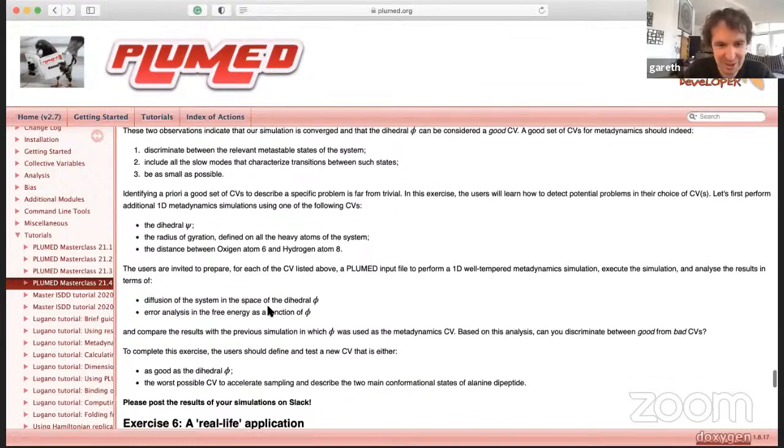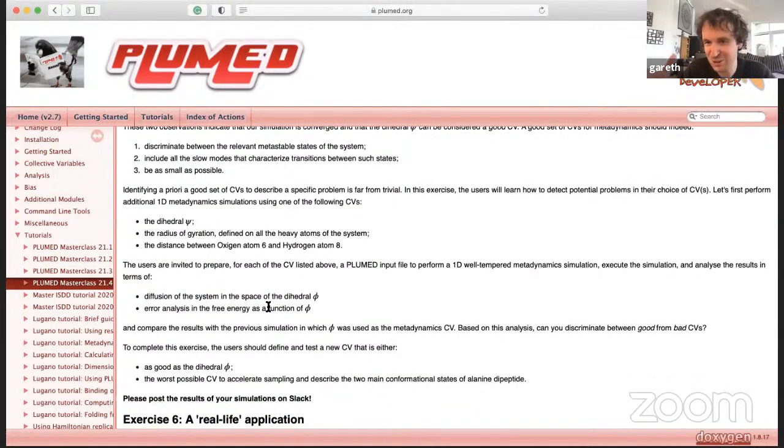And then, as a result, post the free energy surface that you tried to extract on Slack, and talk about whether you think the result that you got is good, or whether you think that the result you got is crap. And hopefully, if you try this for different CVs, what you'll see is what happens when you use a good CV and what happens when you use a bad CV. So this gives you a chance to experiment.